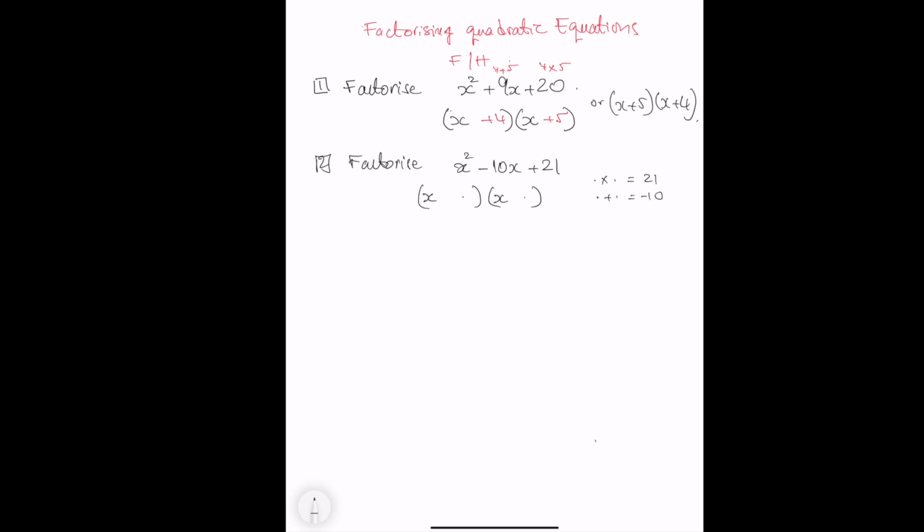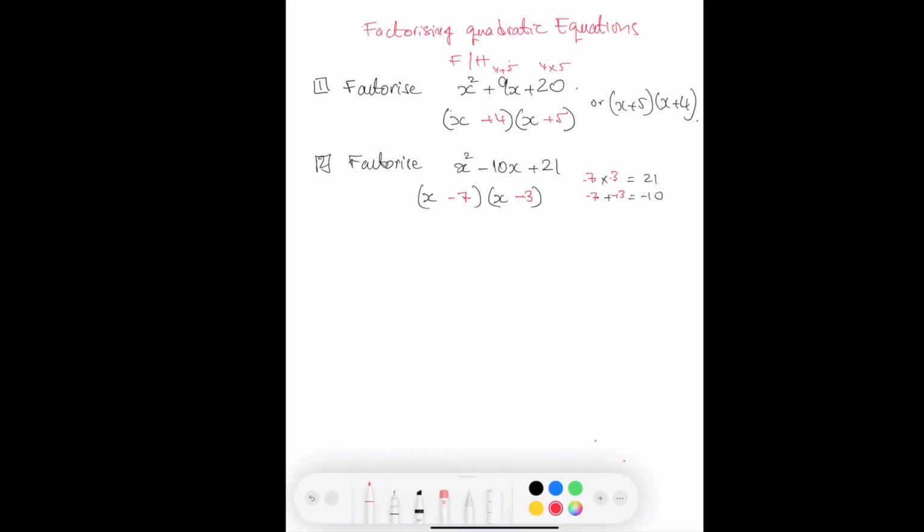And always start with the multiplication first, because you only have a few options and then you will find your answers. So the two numbers could be 21 times 1 is 21, but 21 and 1 never give you minus 10. So try 7 and 3. 7 times 3 is 21, and 7 and 3 can give you minus 10 if they are both minus. So I can also get 21 if I have minus 7 times minus 3. So the numbers are minus 7 and minus 3, or x minus 3 bracket x minus 7, which is exactly the same.